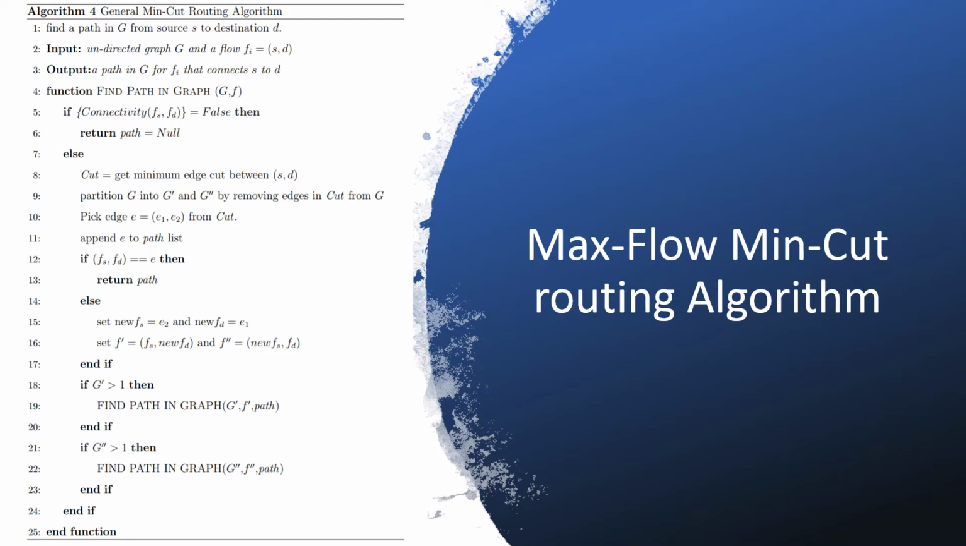Then it appends that edge to the path list. If the selected edge contains both source and destination, it will return the path. Otherwise, it will set node E2 as the new source and node E1 as the new destination. Then it recursively runs the function on the two partition networks. This loop of partitioning continues until the path is constructed.